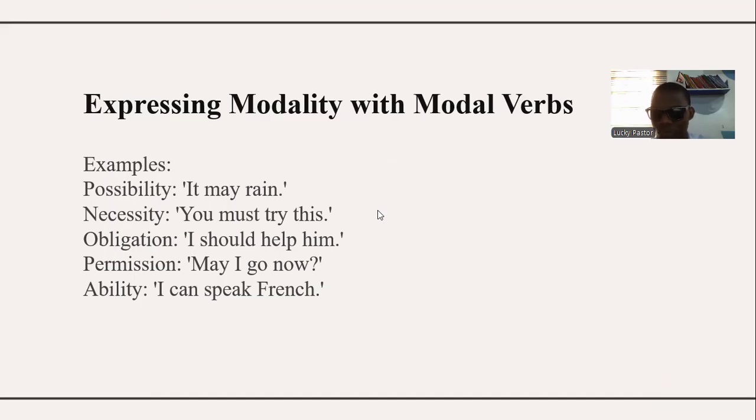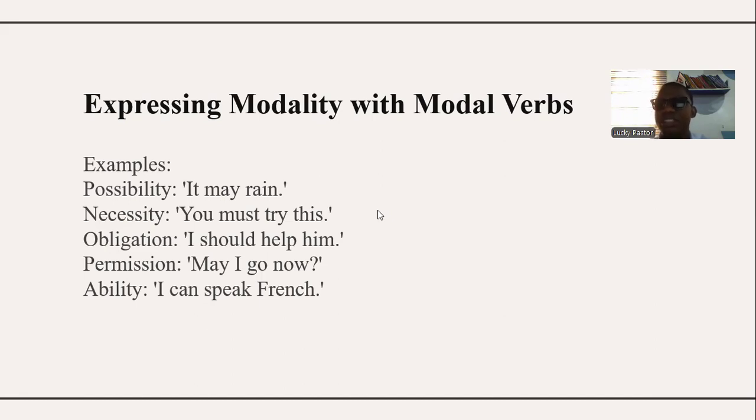We have examples. For instance, possibility. How do we express possibility with a modal verb? It may rain. It may rain. When you use the word may, which is a modal auxiliary verb, it means you are expressing the possibility of something happening. You're not sure, but it's likely going to happen, right? So you say it may rain, possibility.